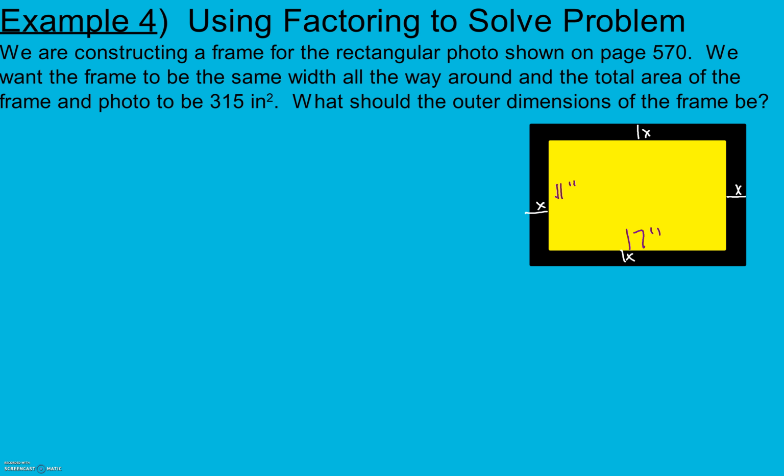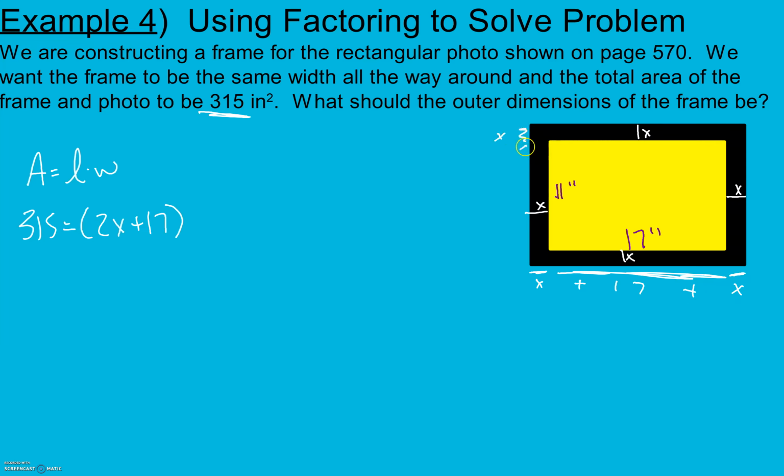So here we are looking for total area, and that's length times width. My area here is 315. My length is x plus 17 plus x, so 2x plus 17. My width is x plus 11 plus x, or 2x plus 11.